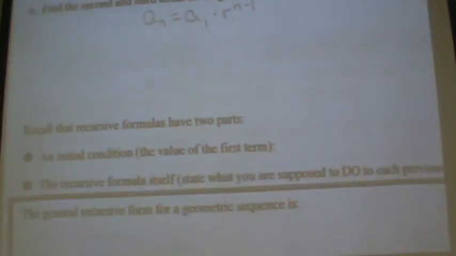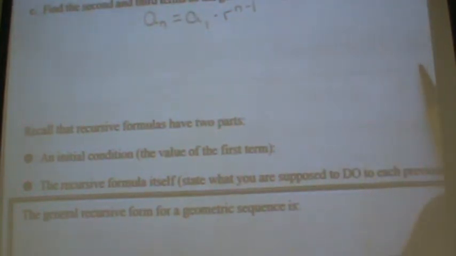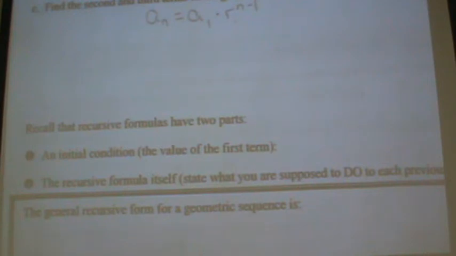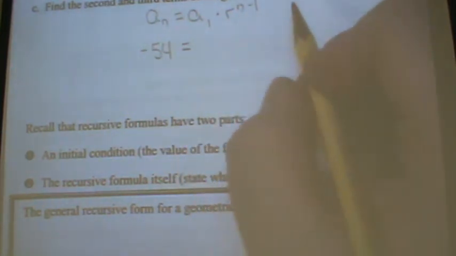So R is x? Just put x for r? Well, you just leave it as an R. You'll just solve for R. So what Mr. Duke was getting at is we're given the first term and then we're given the fourth term. So how can we use that in our formula to help us find R? Can't you just put negative 54 as an and then put 4 for n? Okay, so our n value would be 4.